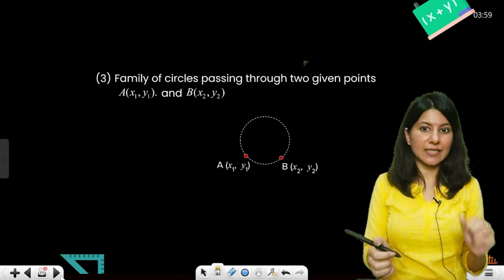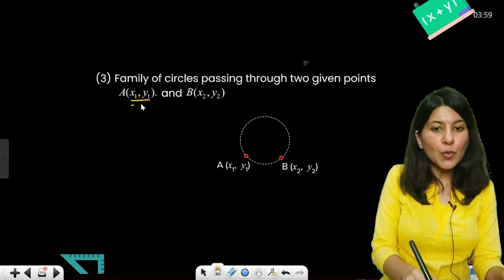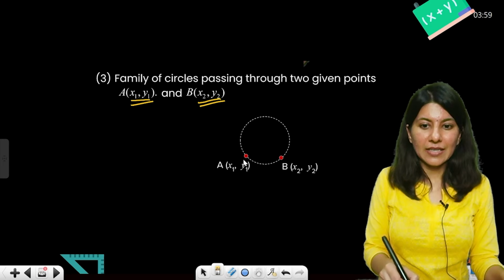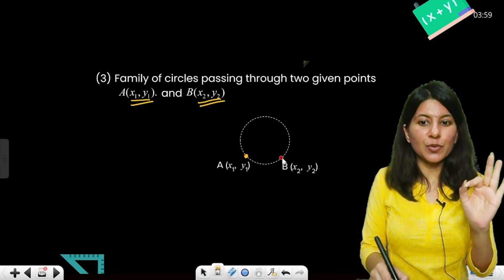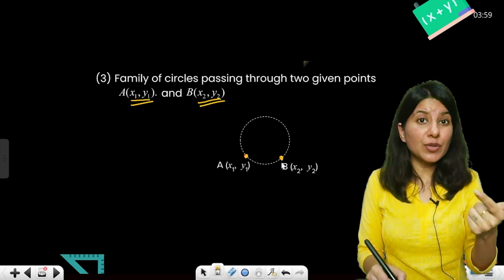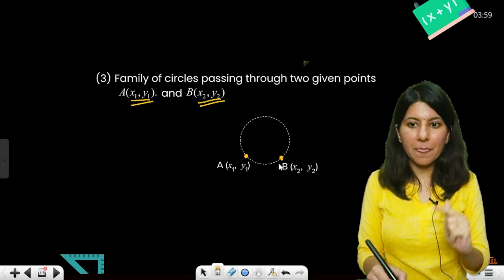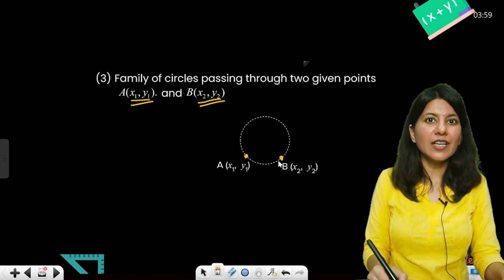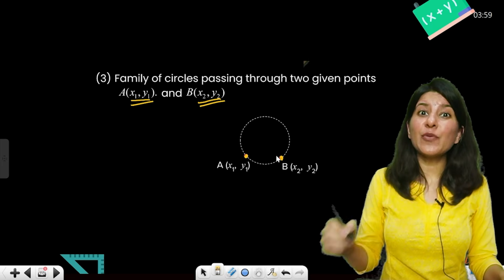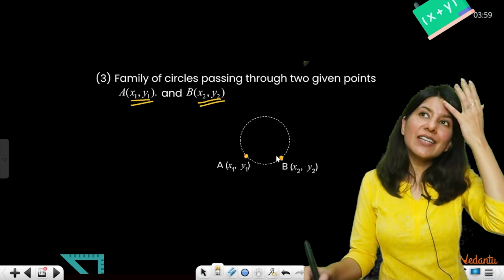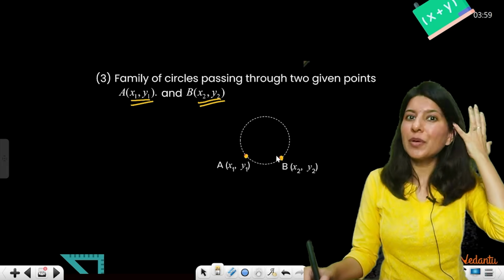Now the third case. The third case is very easy. If 2 points are given to you, straight away 2 points, and you have to write the equation of a circle passing through these 2 points, and one more condition is obviously given. The condition will also come into the picture, that is, the equation of a circle passing through 3 points.